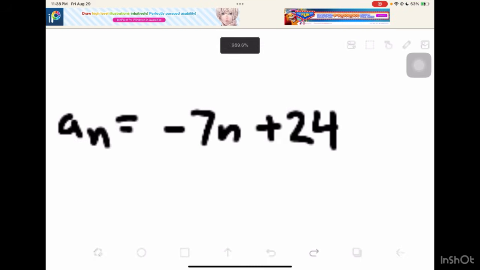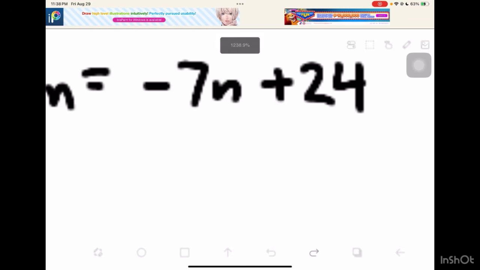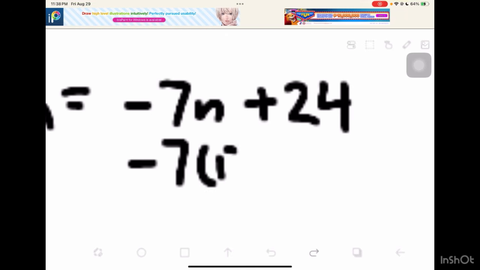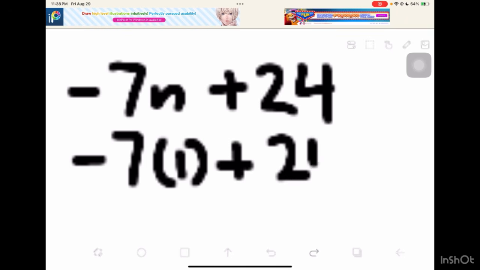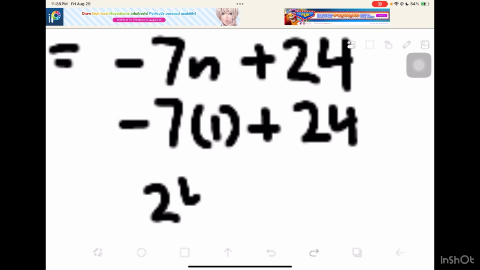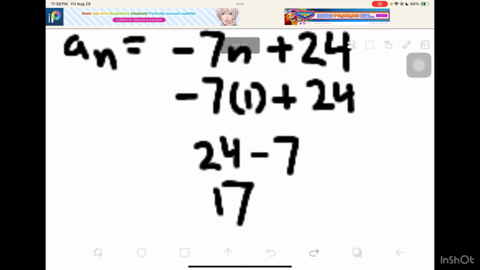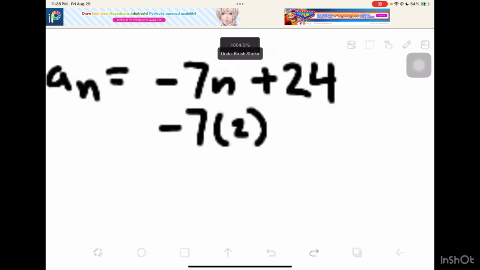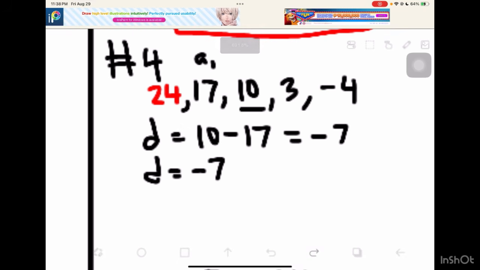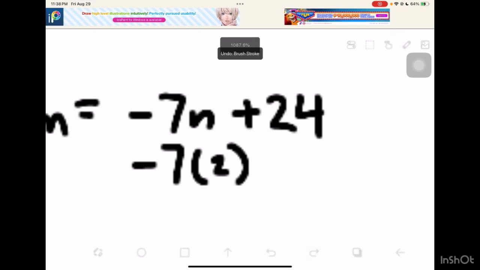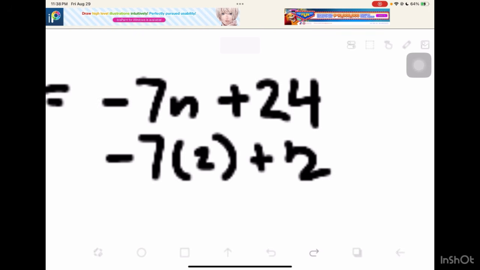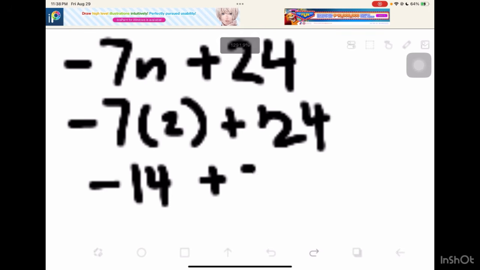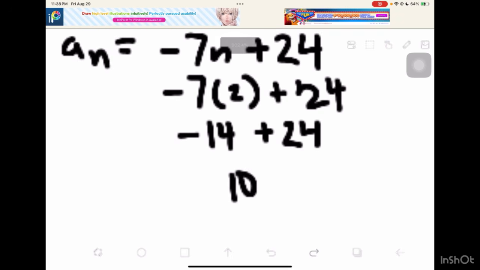So when we substitute n with 1, it should be equal to 17. So -7 times 1 plus 24, that's just equal to 24 minus 7, which is 17. Very good. Let's try it with 2 now. So if we want this to be true, we want it to equal 10. So -7 times 2 plus 24. -7 times 2 is -14 plus 24, and that is equal to 10.